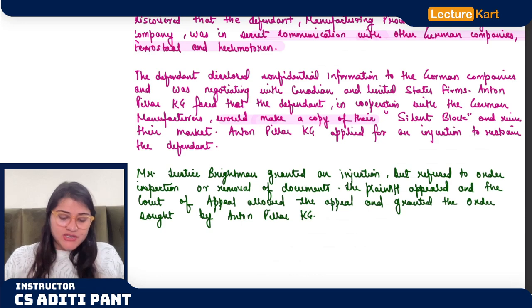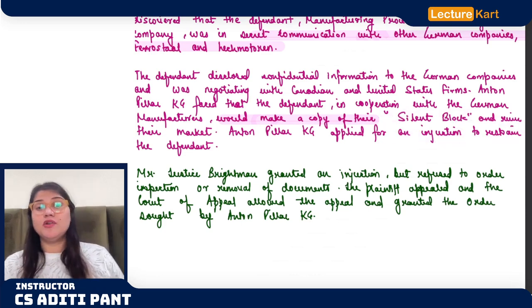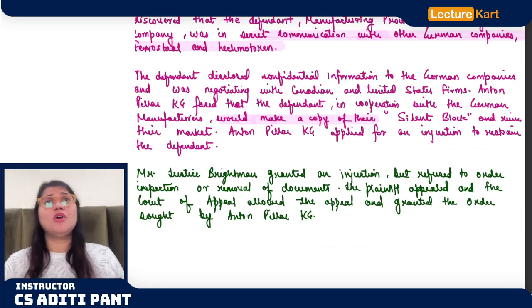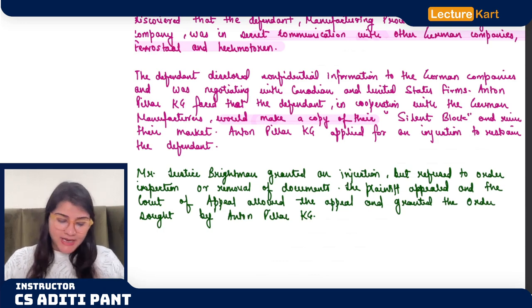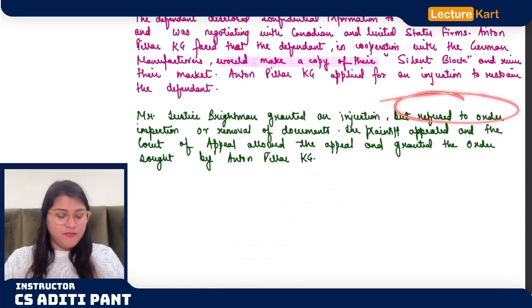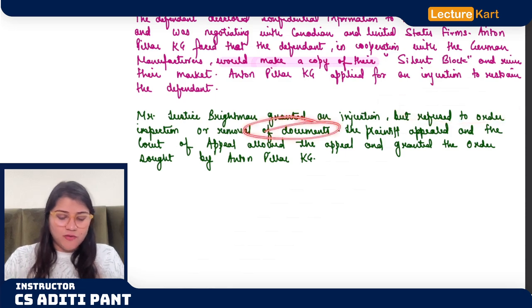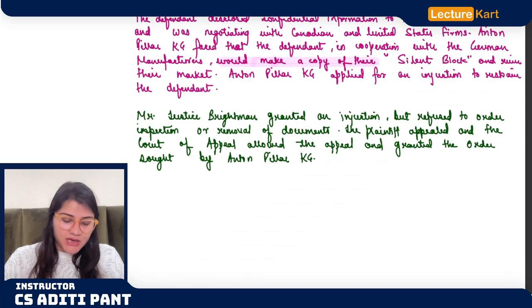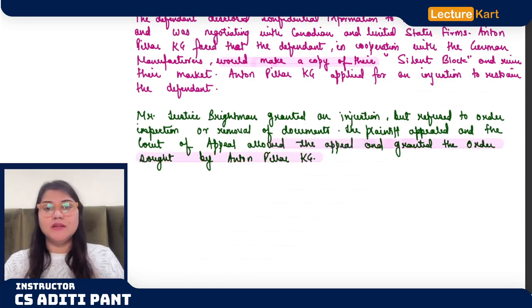Then Anton Piller KG applied for an injunction to restrain the defendant. We already know why we have the injunction: in order to prevent anybody from causing further damages. Hence, Mr. Justice Brightman granted an injunction but refused to order inspection or removal of documents. The plaintiff appealed, and the Court of Appeal allowed the appeal and granted the order sought by Anton Piller KG.